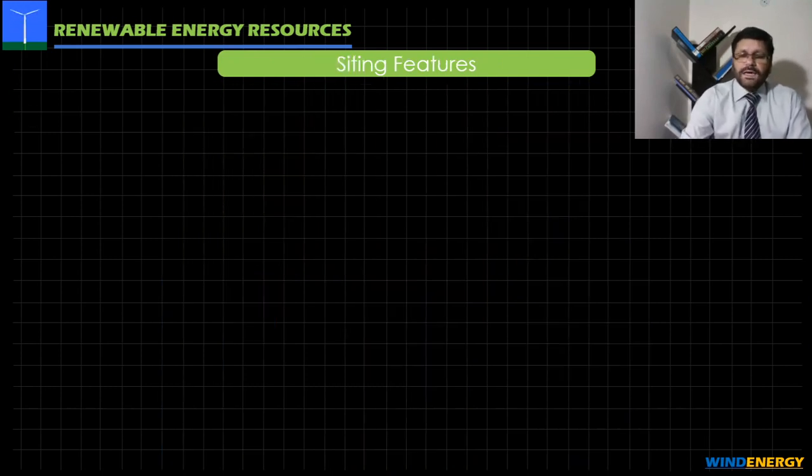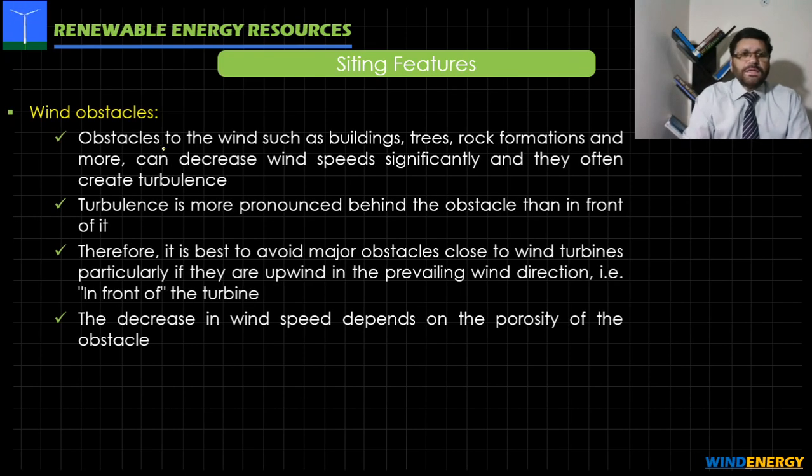Now the site selection considerations. The first one is wind obstacles. Obstacles to the wind such as buildings, trees, rock formations and more can decrease wind speed significantly, and they often create turbulence. Turbulence is more pronounced behind the obstacle than in front of it. Therefore, it is best to avoid major obstacles close to the wind turbines, particularly if they are upwind turbines in the prevailing wind direction in front of the turbines. The decrease in wind speed depends on the porosity of the obstacle.